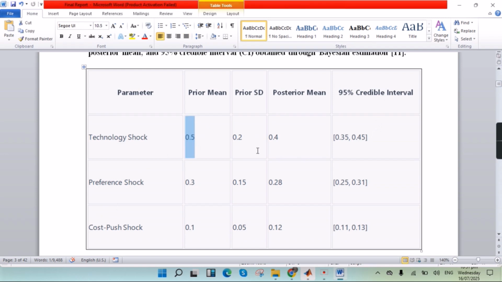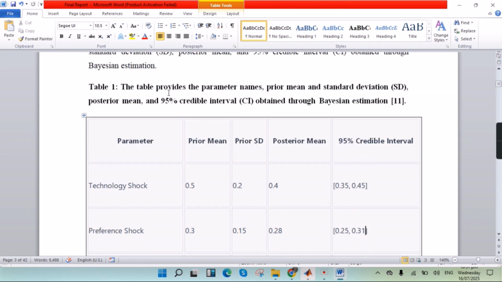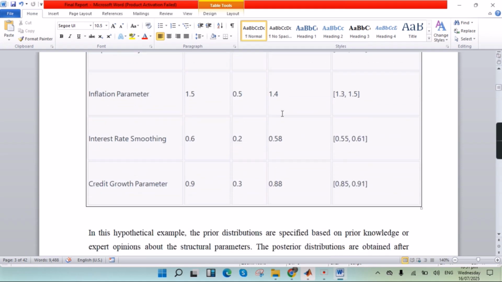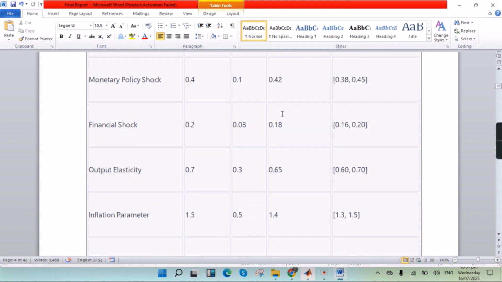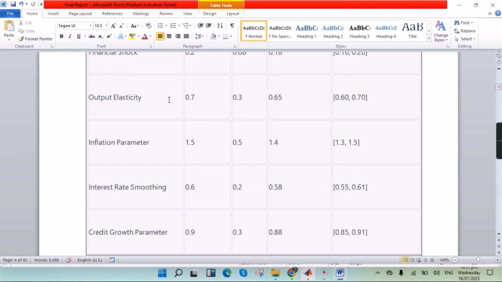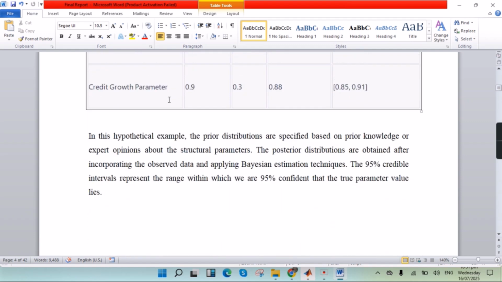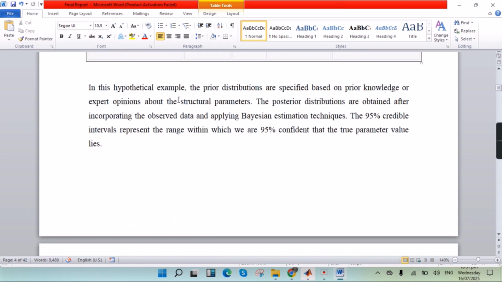These are basically the component parameters used for the table, with mean and standard deviation values based on the Bayesian estimations. After that, I have also added this table, which provides monetary policy, financial shock, and output elasticity. All of this contains the financial growth based on Bayesian estimation techniques.